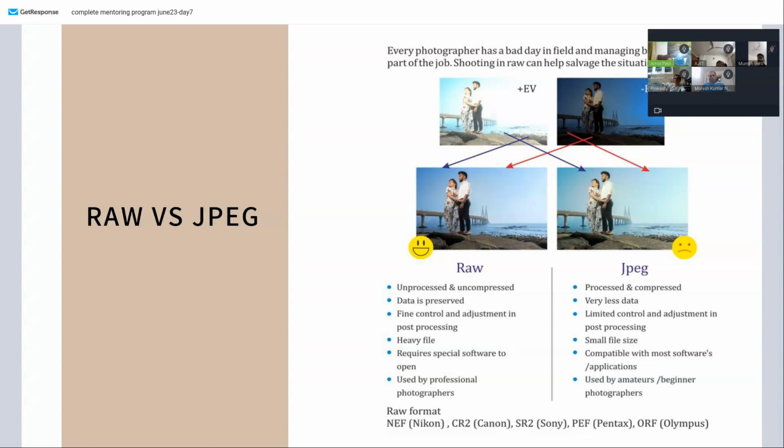I tend to use RAW plus JPEG so that I have both the things available. Yes, both the things are available. Right, right. Yes, you can do that.